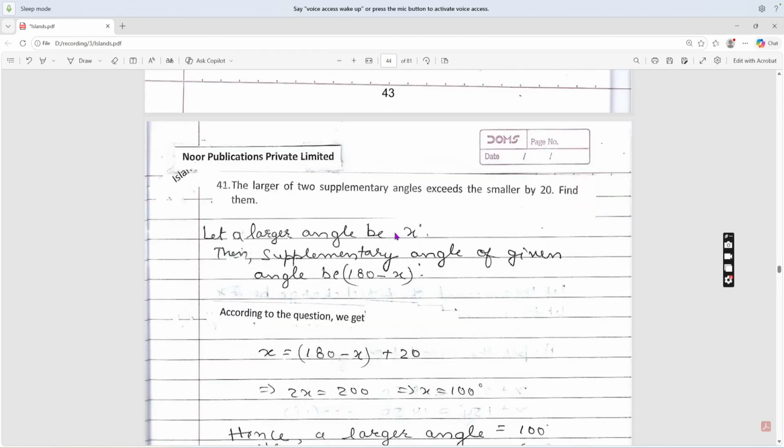Okay, next. The larger of two supplementary angles exceeds the smaller by 20. Find them. Very simple. Supplementary angles are the angles whose sum is equal to 180. So if one angle is x, then the other angle would be 180 minus x.